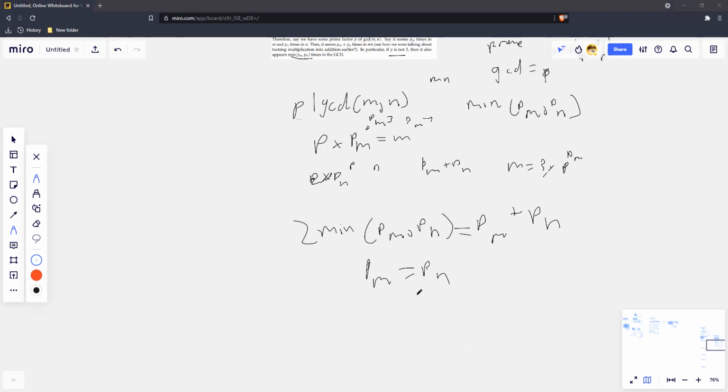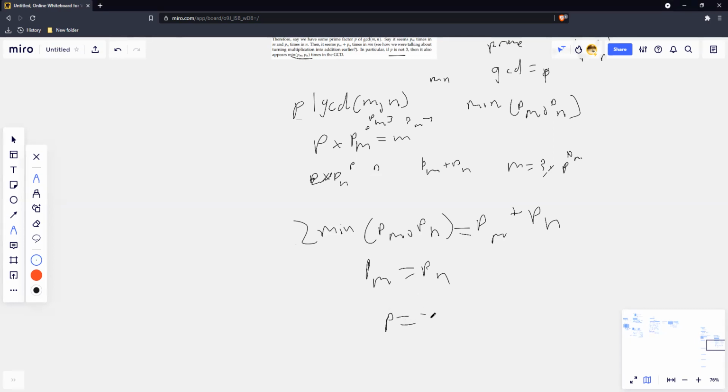Now we have to assume that P is equal to 3. What if P is equal to 3, right? Well, if P is equal to 3, let's say that in M, 3 appears A times, times something else. And then let's say in N, 3 appears B times, times something else. Then what do we have?